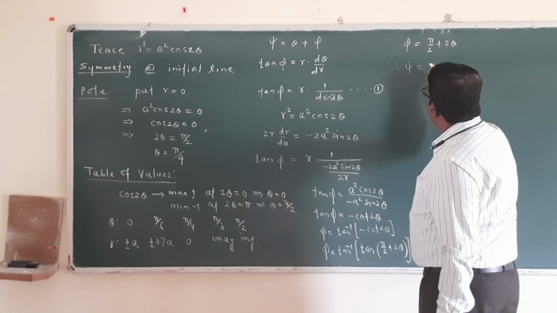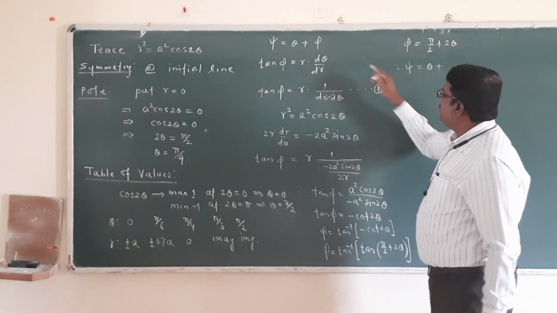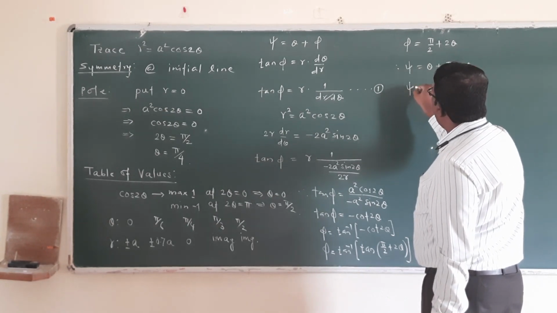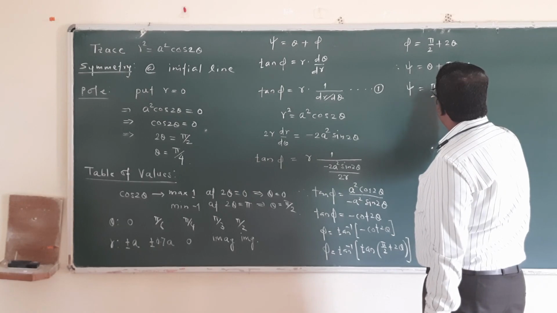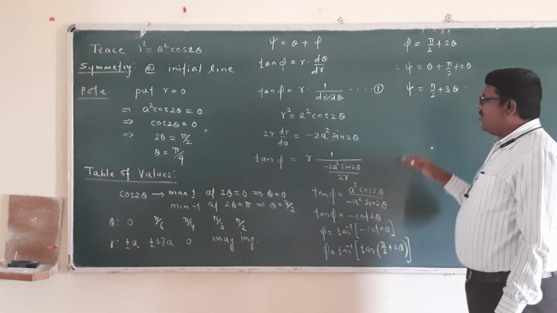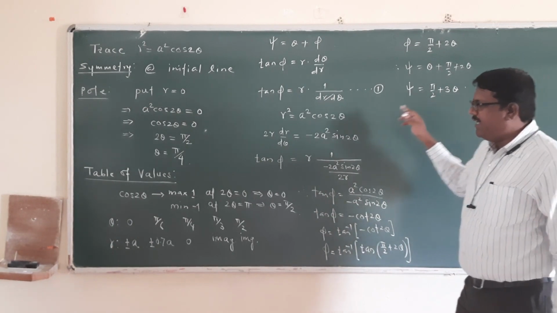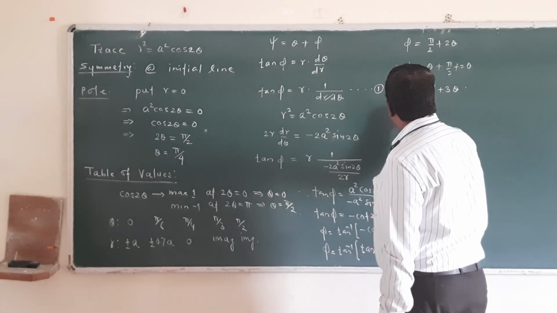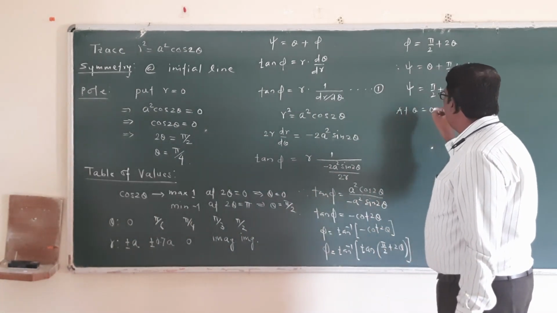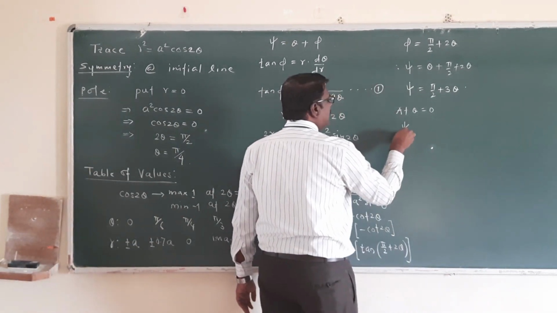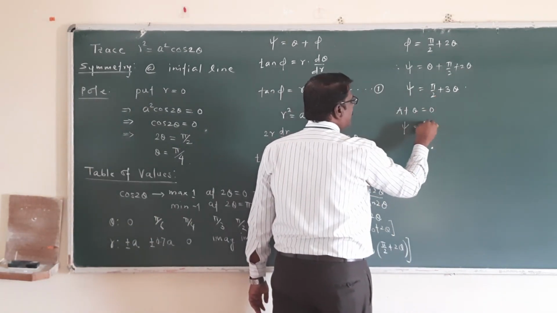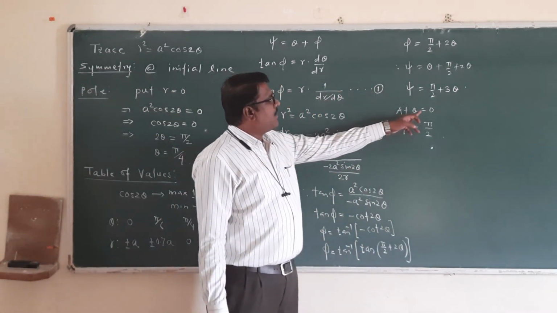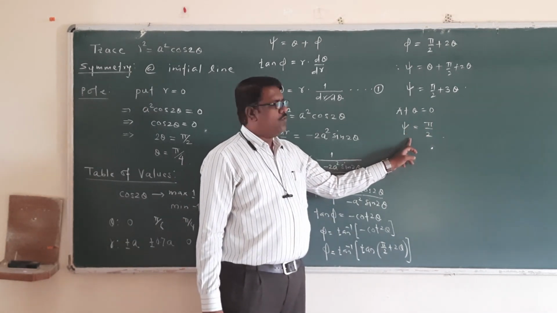Therefore psi is equal to theta plus phi. So it is theta plus pi by 2 plus 2 theta. So psi is equal to pi by 2 plus 3 theta. Isn't it? So we got the value of psi as this. Now we need to find the tangent at theta is equal to 0. So at theta is equal to 0, what will happen? Psi is equal to pi by 2 plus 0, so this is pi by 2. Thus the tangent at theta is equal to 0 is psi is equal to pi by 2.